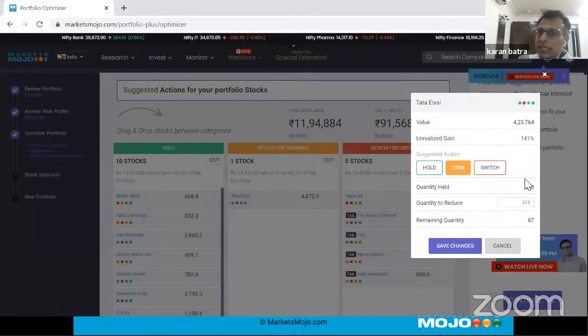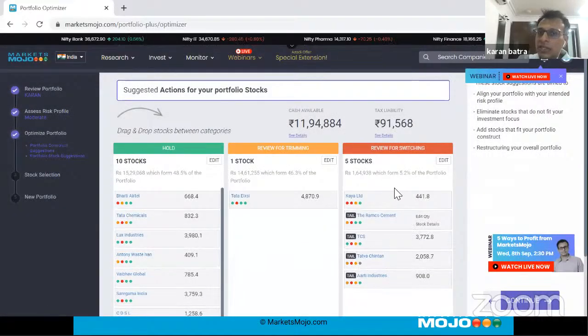By how much? Currently I hold 300. I have to sell 213 shares and I'll be left with 87. I can always edit this. It's a completely DIY tool. You can edit any suggestions. And these are the stocks that I need to get out of. You have the choice to modify.